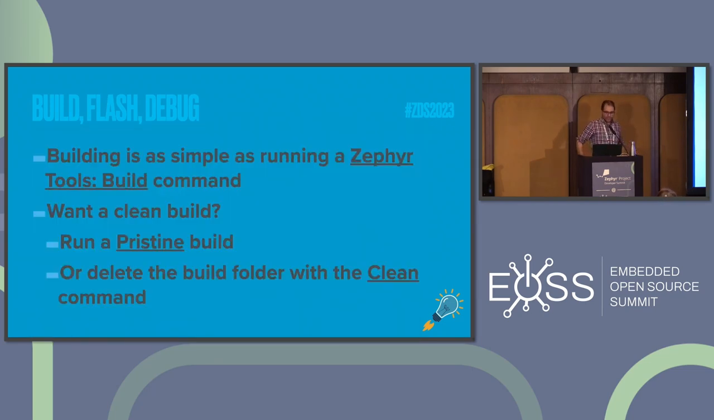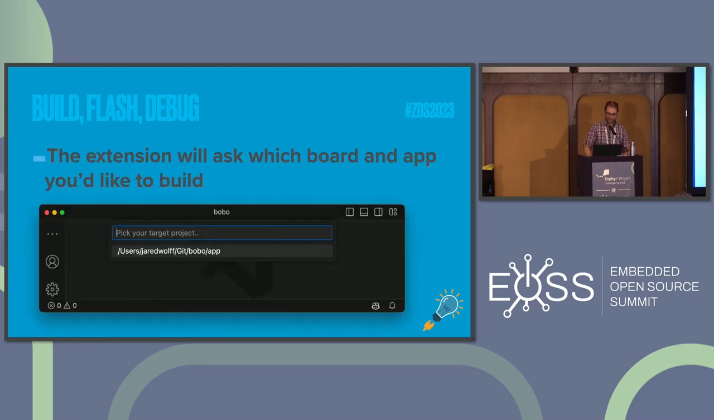So the commands for that are built in, and they are the build, and also you can build pristine, which is essentially just build clean for the uninitiated. And worst case, you can always delete your build folder. But yes, I did name this app Bobo.